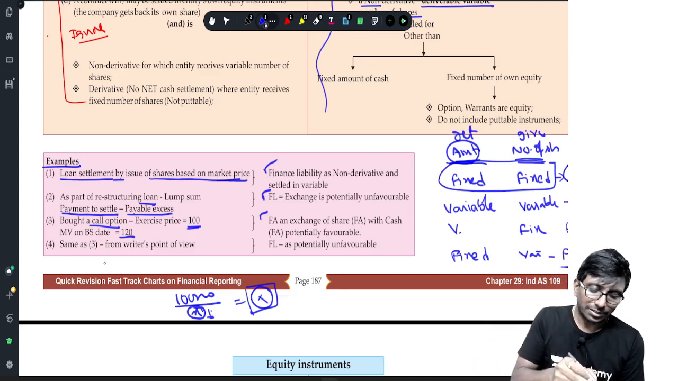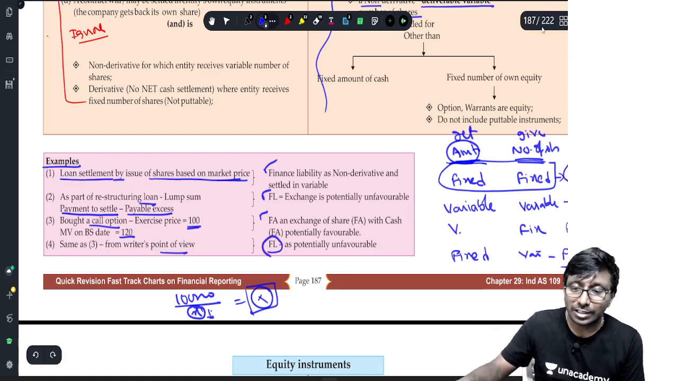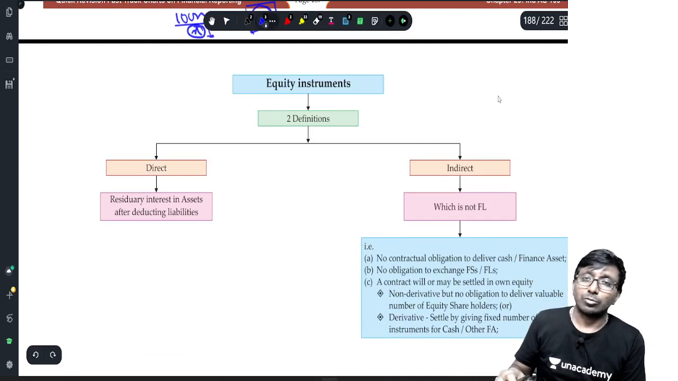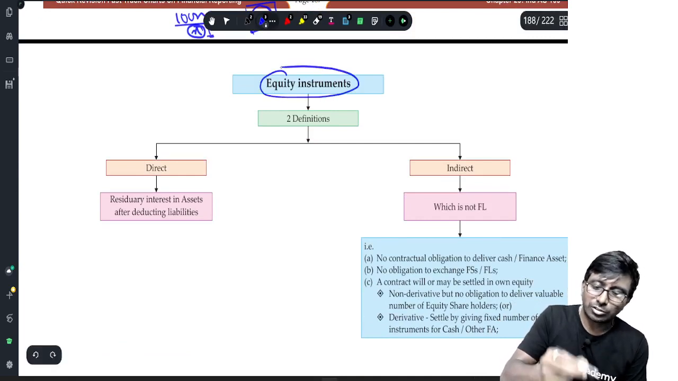Okay, right. Same as 3. From the writer's point of view, it is a financial liability because it is potentially unfavorable to him. Got it? Hope you understood. Right. Next, equity instrument.